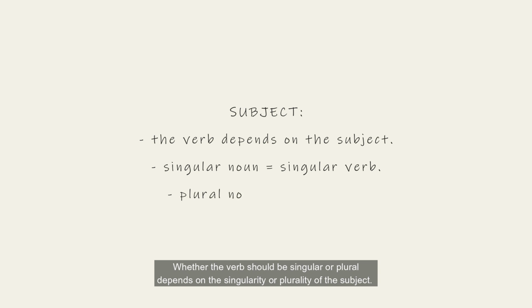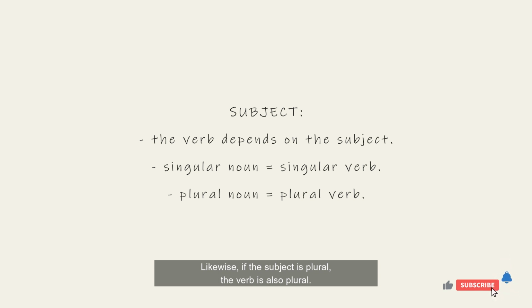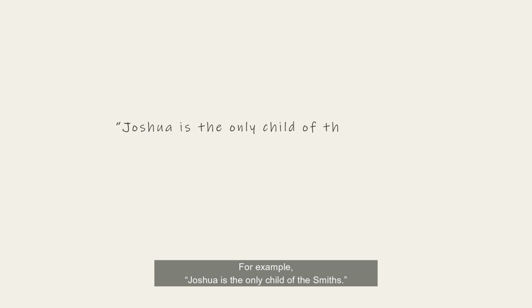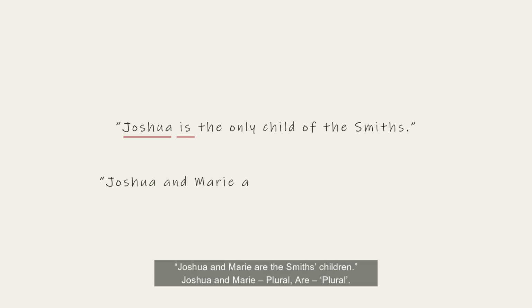Number 2. The verb in a sentence depends on the subject. Whether the verb should be singular or plural depends on the singularity or plurality of the subject. If the subject is singular, the verb is singular as well. Likewise, if the subject is plural, the verb is also plural. For example, Joshua is the only child of the Smiths. Joshua, singular, is singular. Joshua and Marie are the Smiths' children. Joshua and Marie, plural, are plural.